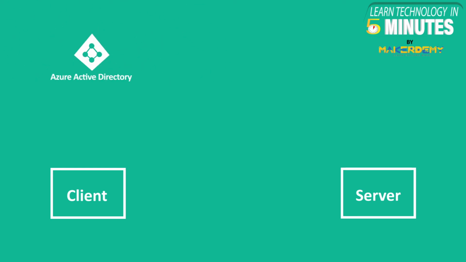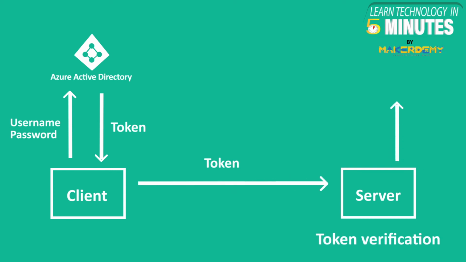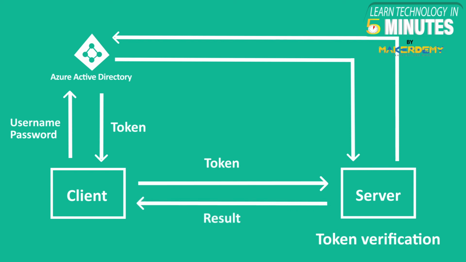Azure AD works as an identity provider for both client and server whenever a client wants to connect to the server. The client sends the credentials to Azure AD. In response to the credentials received, Azure AD will send a token to the client. Now the client will send this token to the server as a request. The server, on receiving the token, will connect with Azure AD and retrieve some basic information of the client to perform verification. After the verification process, the server will send the result to the client.